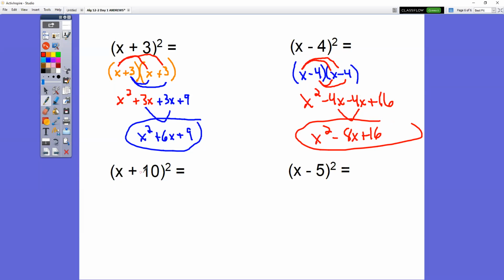Go ahead and try this one, please. X plus 10 squared.